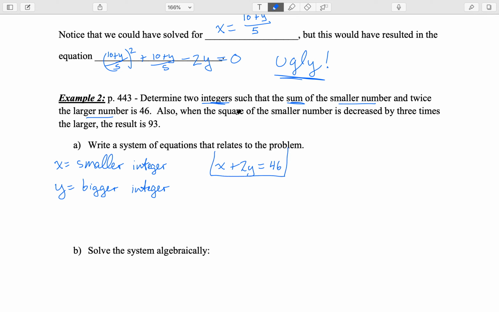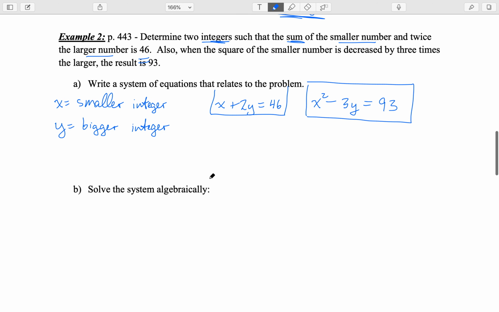That's nice. Also, when the square of the smaller number, okay, so x squared, is decreased by, I'm going to subtract off 3 times the larger one, so 3 times y. The result is, means equals, 93. Okay, so this one is a quadratic. I could actually solve for y equals if I really wanted to, but there's my linear and there's my quadratic.